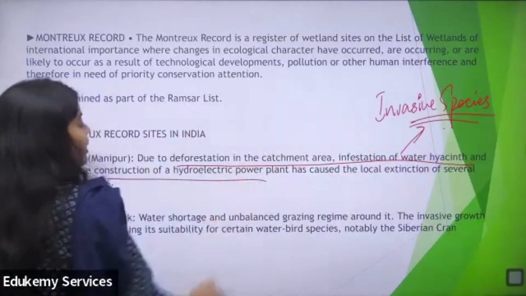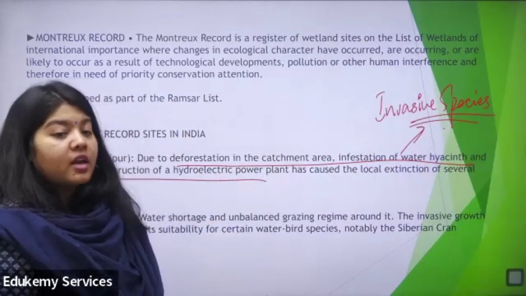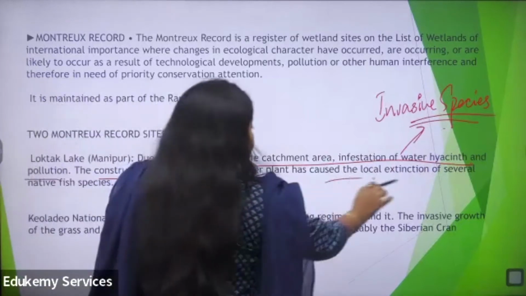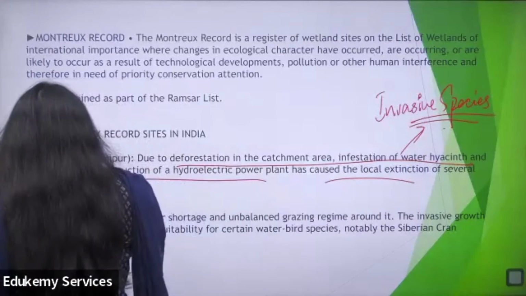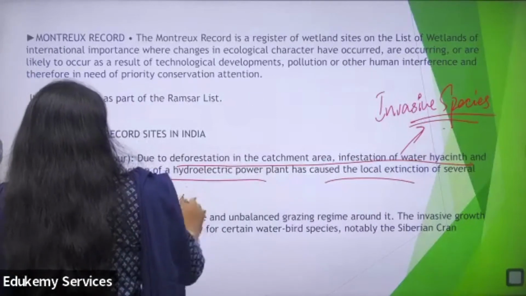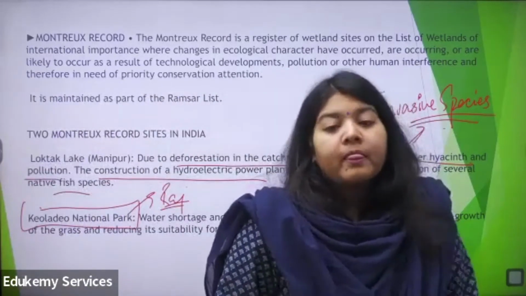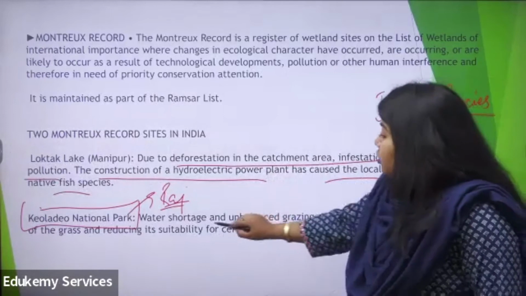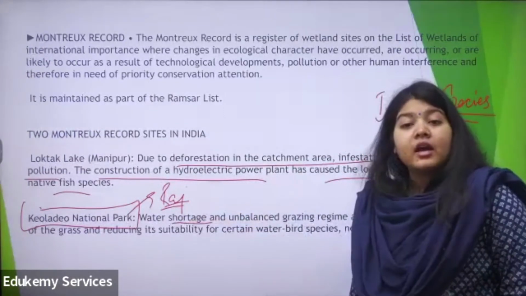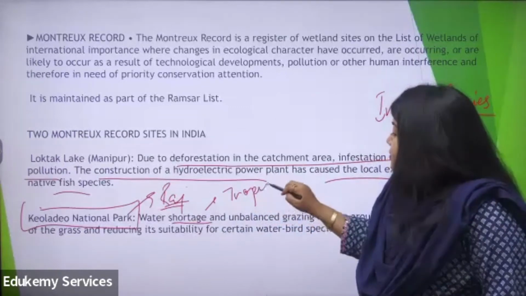Apart from that, the hydroelectric power plant which has been constructed in this area is also responsible for local extinction of many species. Next comes Keoladeo National Park. It is in Rajasthan. Earlier, it was called the Bharatpur Bird Sanctuary. And in this, because of the water shortage, this is the area which is known for tropical type of grasslands.